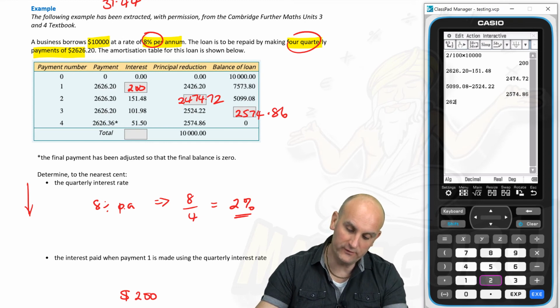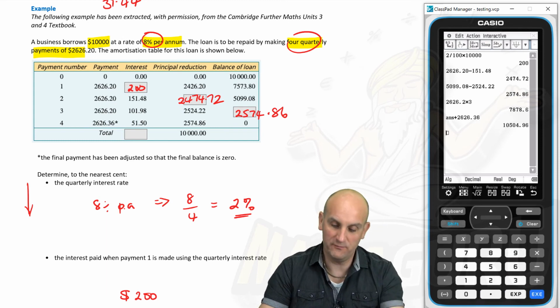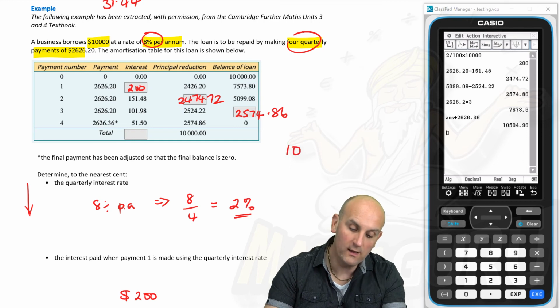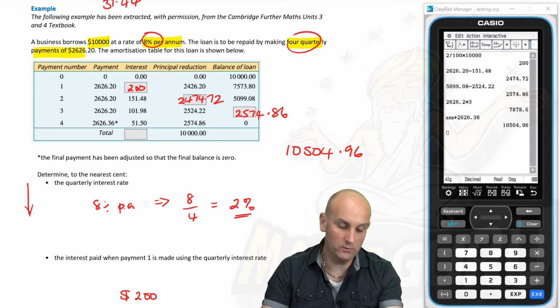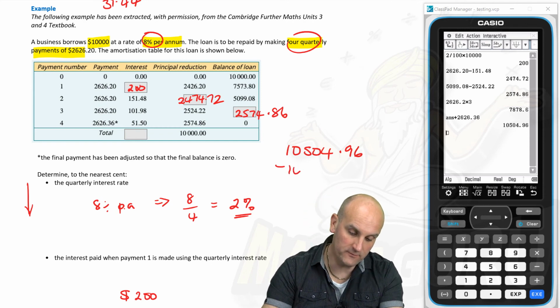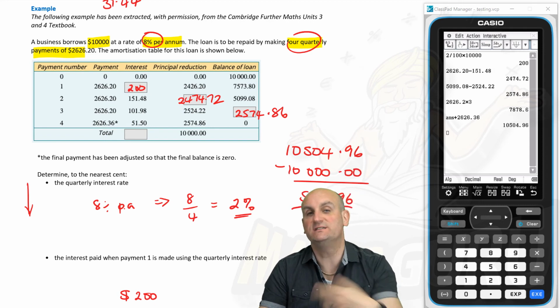So 2626.2. I'm going to multiply that by 3, and then I'm going to add on to that 2626.36. So all I've done is added that first column of payments made. So 10504.96. How much did we actually borrow? Well, we borrowed 10,000. Subtract those is going to give me 504.96. So that's actually the cost of my loan.